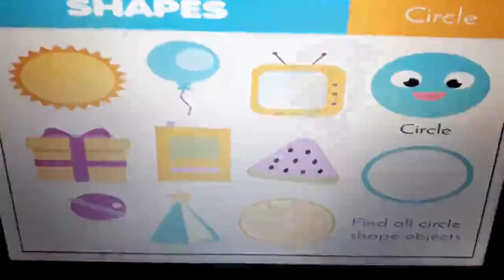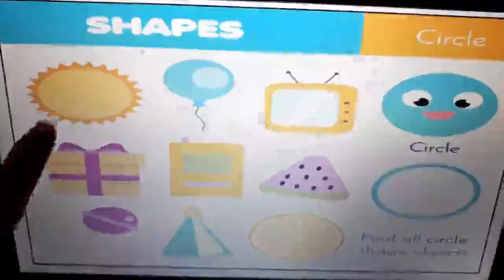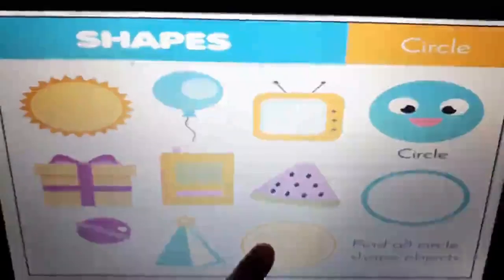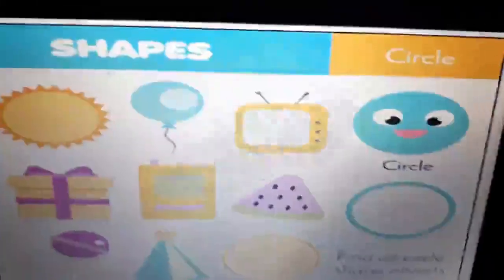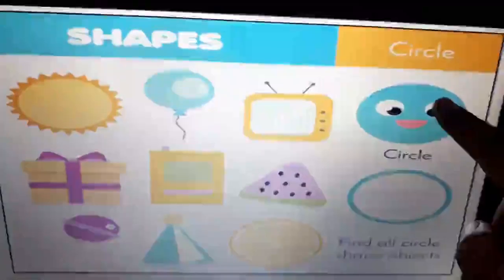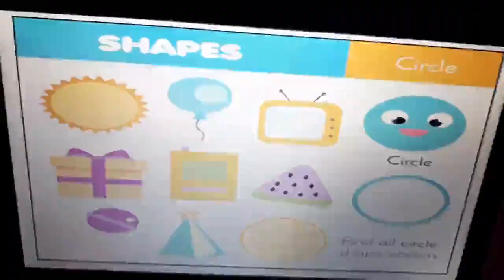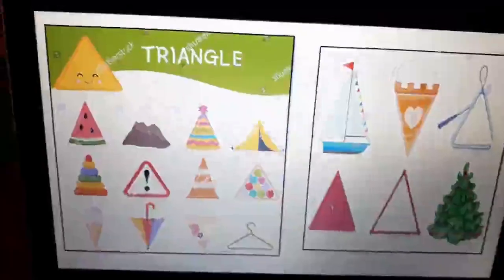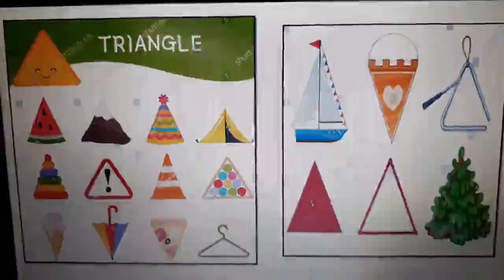Now, can you find out some circular objects? Sun, planet, lemon slice. Slice of lemon is also circle. Balloon is also circle. We have smileys in circle shape, isn't it? This ring is also circle in shape. So all these are circle shape objects. Now next we have is a triangle shape. What is a triangle shape?